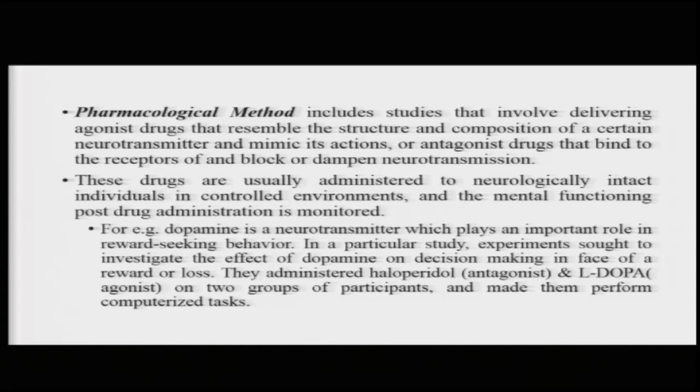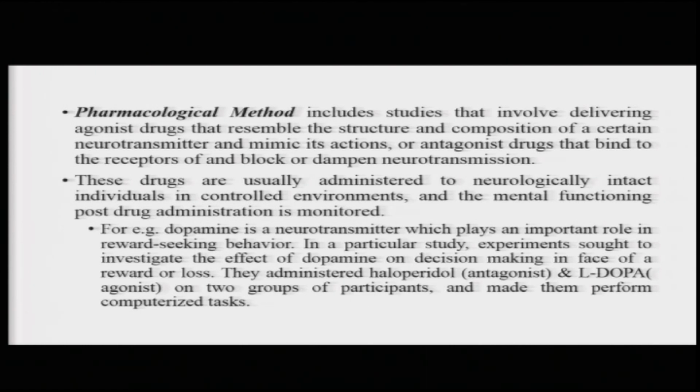Okay. So researchers have been seeking out ways of disrupting or disturbing normal brain functioning in neurologically intact individuals to be able to investigate the effect of these temporary disruptions on overall mental functioning, or even mental functioning with respect to specific tasks. One of the methods is the pharmacological method. The pharmacological method basically involves delivering agonist or antagonist drugs to specific neurotransmitters, to study the consequences of this kind of disruption of neurotransmitters. These drugs are typically administered to neurologically intact individuals in controlled environments, and the mental functioning of the individual is observed.